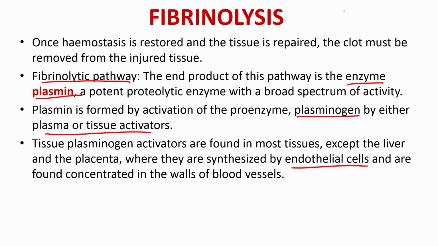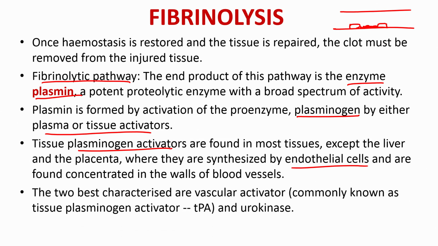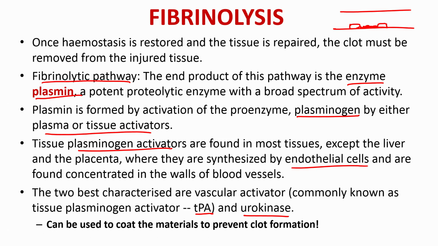It helps because, let us say this is the obstruction and these endothelial cells are now migrating towards it. They will themselves secrete these plasminogen activators to cause the degradation of this clot. Some of the well-characterized activators out there are urokinase and tissue plasminogen activator, called TPA. These are very well characterized and actually used in humans too, and they can be used to coat materials to prevent clot formation.